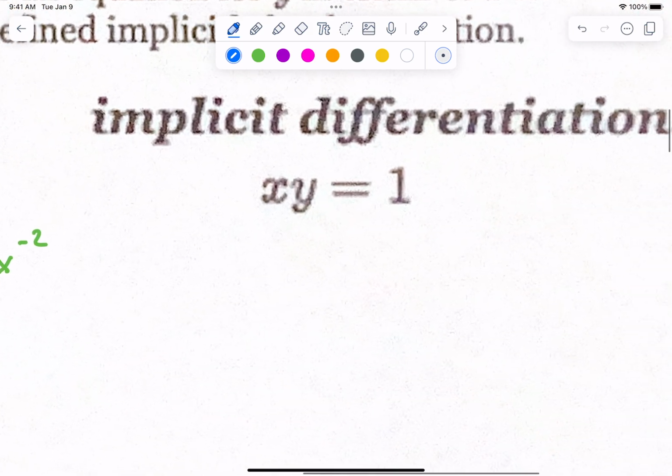Okay, let's do this one and let's see if we get the same answer, shall we? Okay, this is a product, x times y.